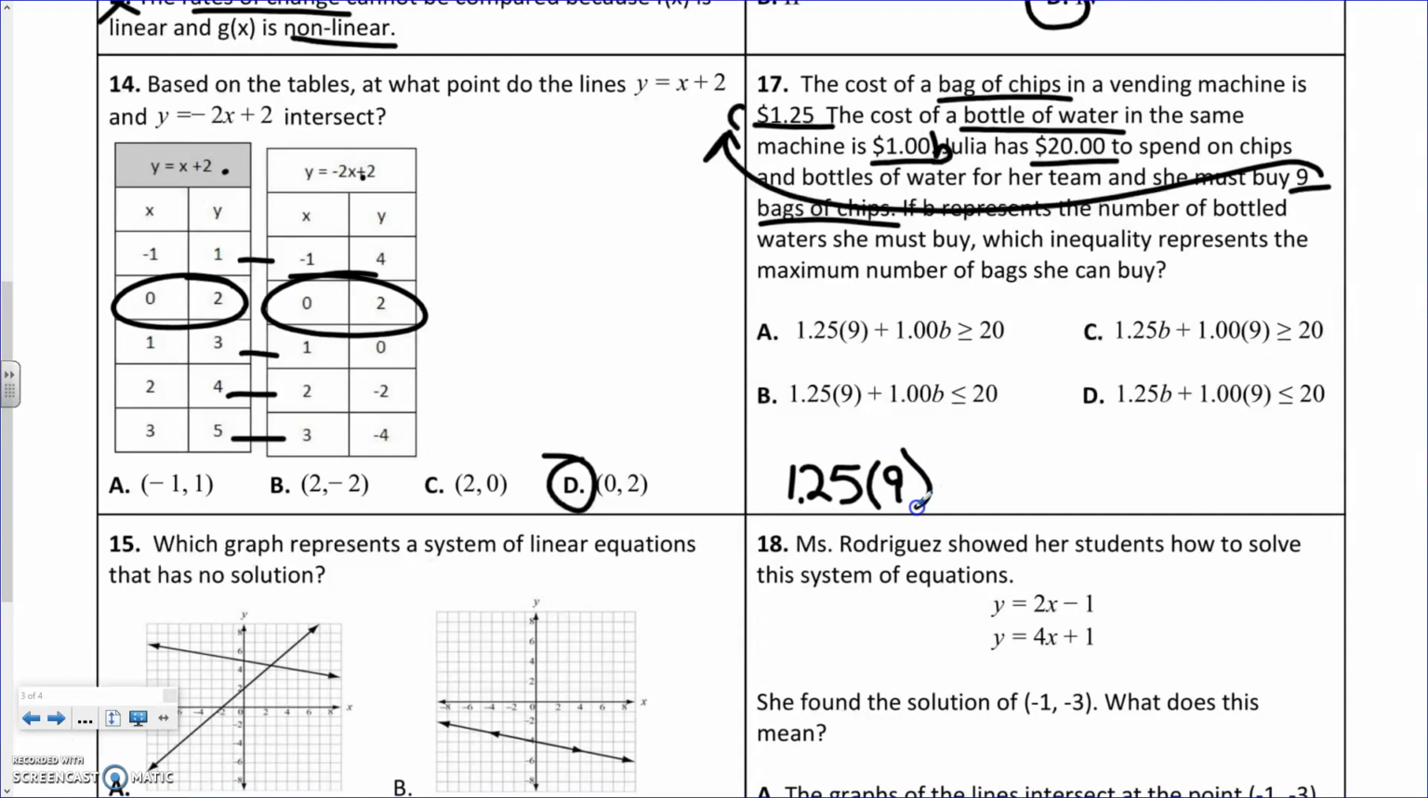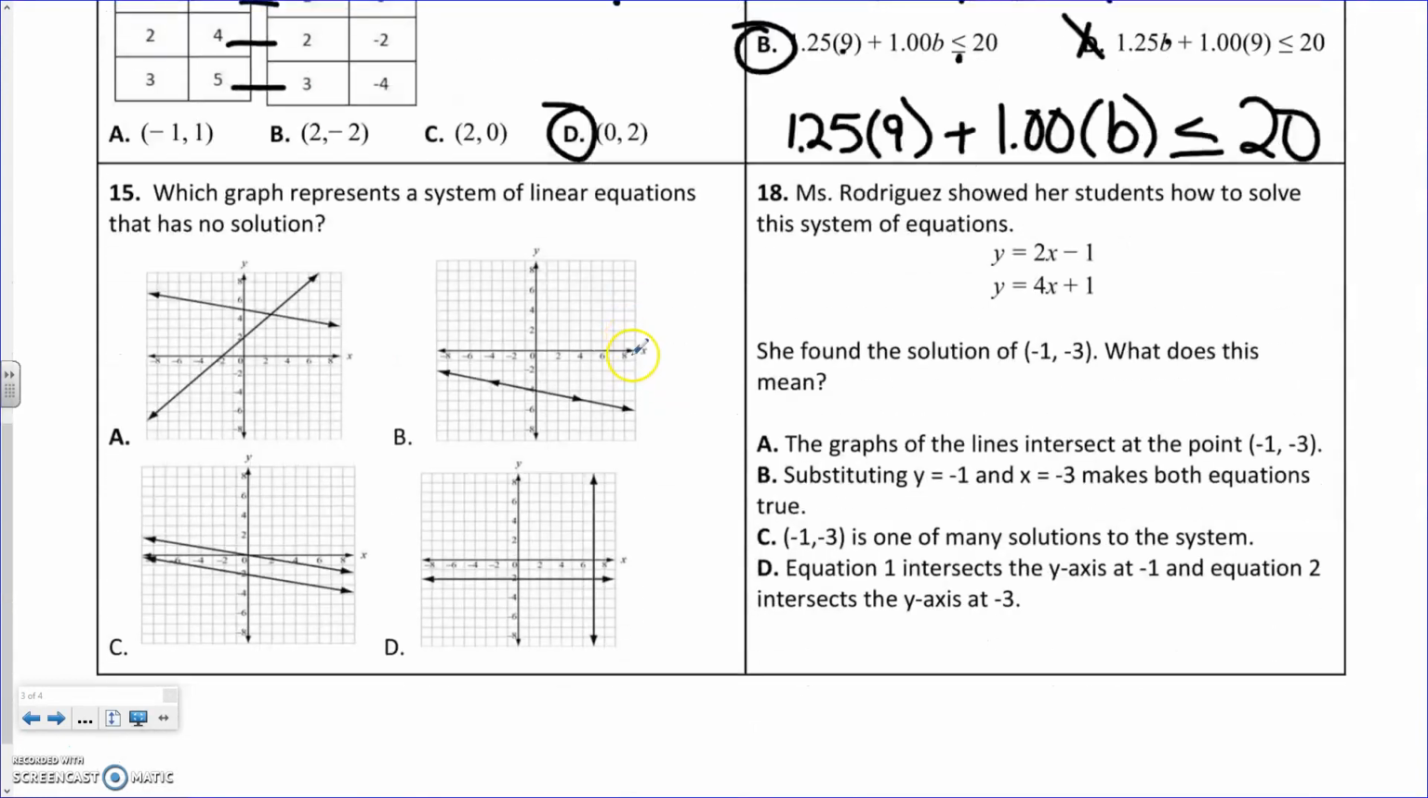It's going to be 9 bags of chips, plus $1 for the water, but we don't know how many bottles yet, so we'll call that B. And whatever that ends up being, it has to be less than or equal to $20 for her to be able to purchase it. So looking at this, we can see that those both don't have 9s beside it, so we can eliminate those 2 answers. And then looking at these 2, it's got the 9s, everything's set up right, except for the sign. So here it has to be a less than or equal to sign, so B would be the correct answer. So a pretty easy question with number 17. Just be able to identify the important information and then set it up. That's all it is, setting up.